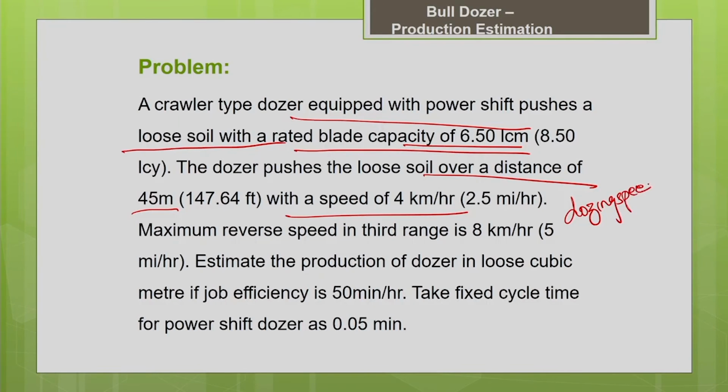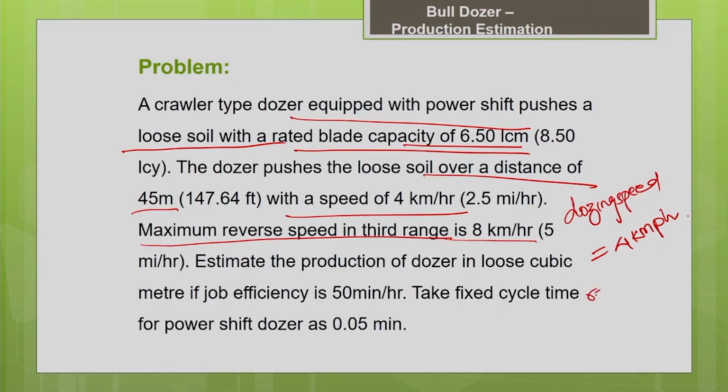Dozing speed is given as 4 km per hour, and maximum reverse speed in the third range is 8 km per hour. Since the bulldozer is operated for short distances, the return journey will mostly be operated in the reverse gear. So the return speed is given as 8 km per hour. Obviously the return speed will be greater than the dozing speed because the blade is unloaded or empty. So it has to be greater.